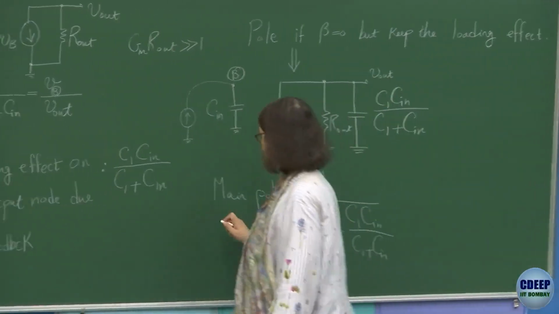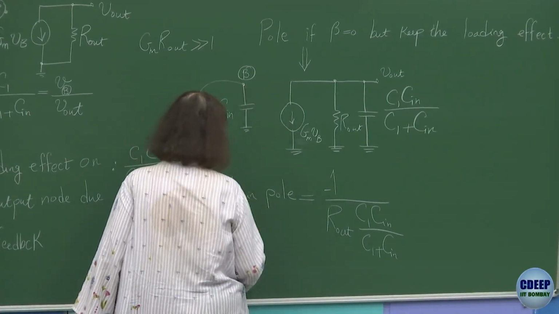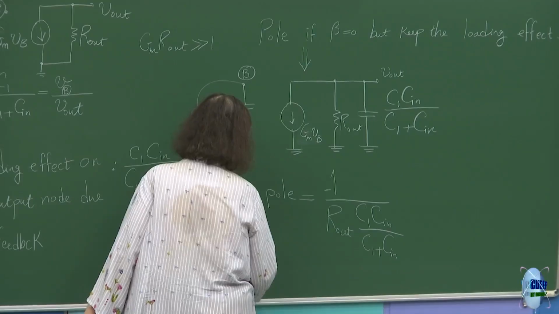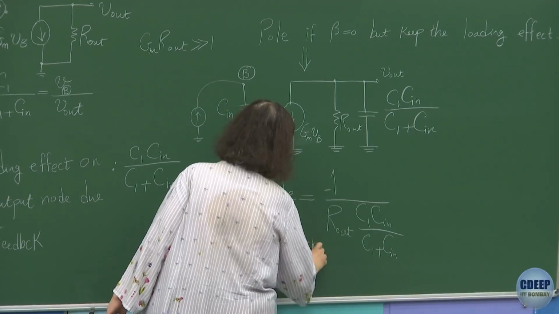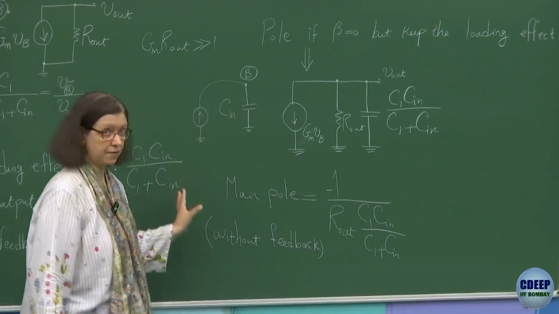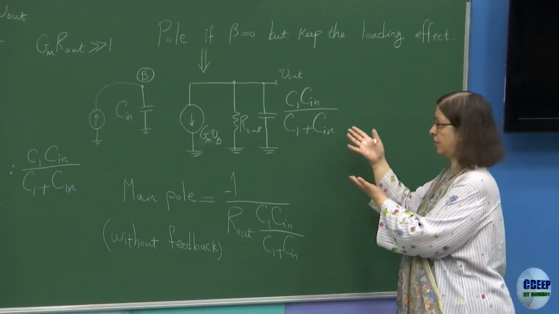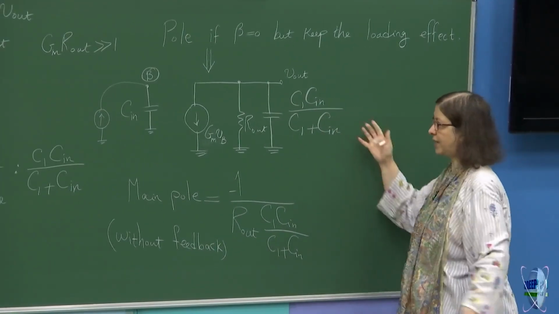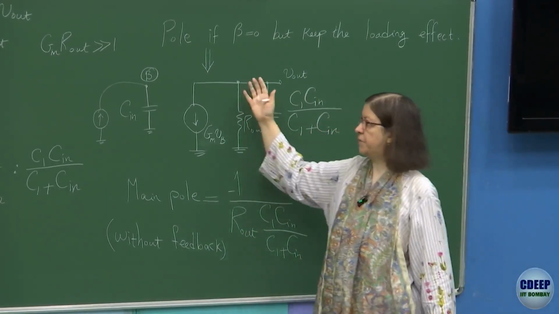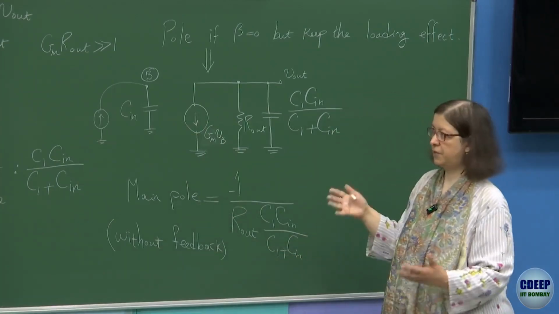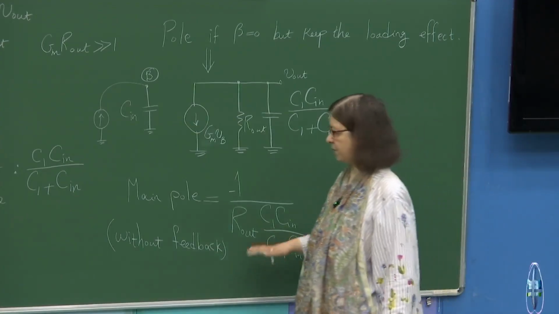Now you have this pole. This is without feedback, right? This is when I remove the feedback C1 here. So I have removed the feedback factor of C1. I have made it 0, but I have kept the loading of C1, the loading of C in effect. So the loading of the capacitive or feedback network remains. The feedback factor of the feedback network is 0. Therefore, this is the main pole without feedback, with loading effect.